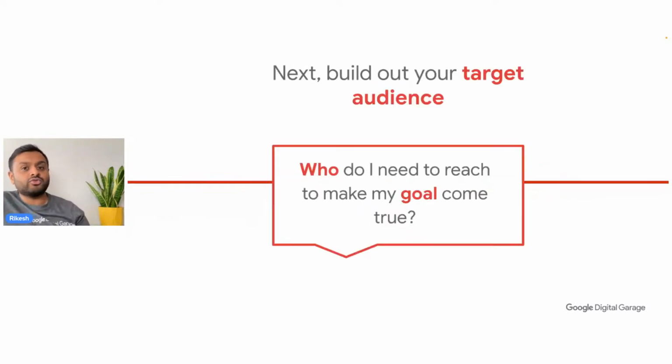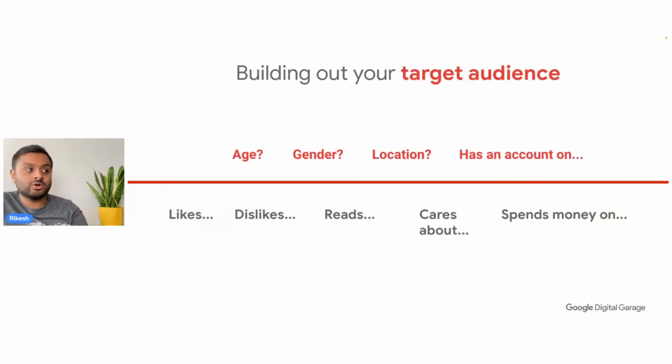Now, once we've created our goal, we then want to build out our target audience and actually find out who they are. So who do I need to reach in order to make my goal come true? You can see how goals and target audiences go hand in hand. Now that phrase, target audience, you can change to target customers or target clients as well. However you wish to phrase them. So who do I actually need to reach to make my goal come true?